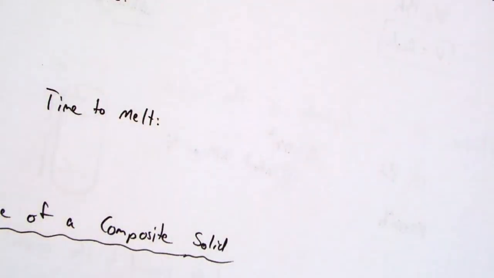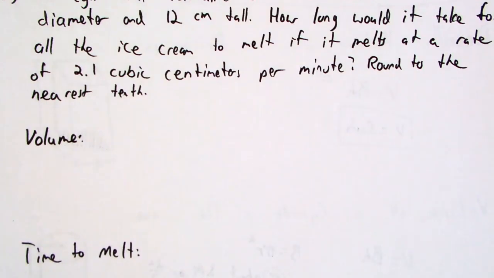All right. Last couple examples here. It says example 3, a cylindrical container of ice cream is 10 centimeters in diameter and 12 centimeters tall. How long would it take for all the ice cream to melt if it melts at a rate of 2.1 cubic centimeters per minute, round to the nearest tenth? So, first thing we need to do is find the volume. I'm going to draw a picture.